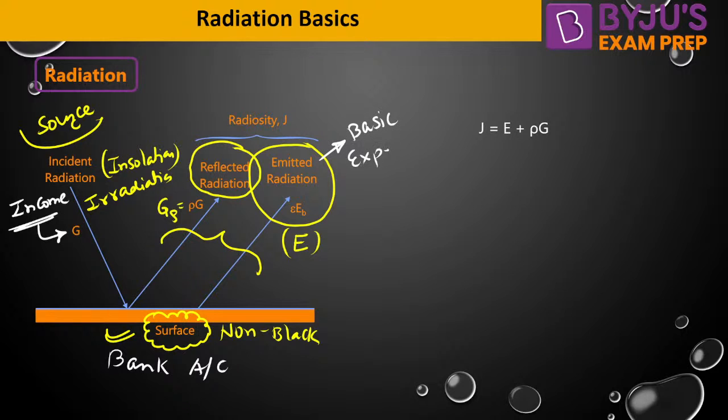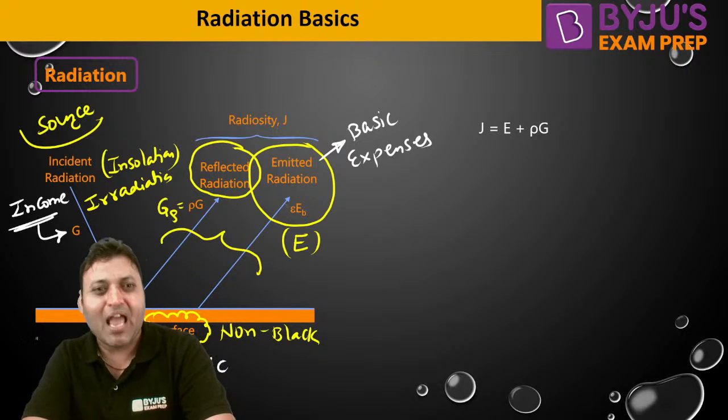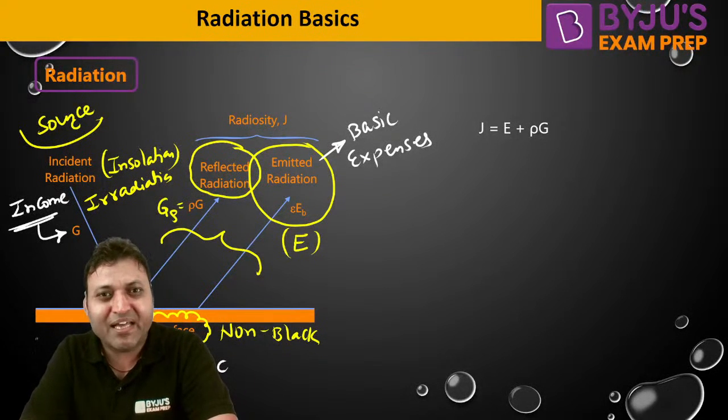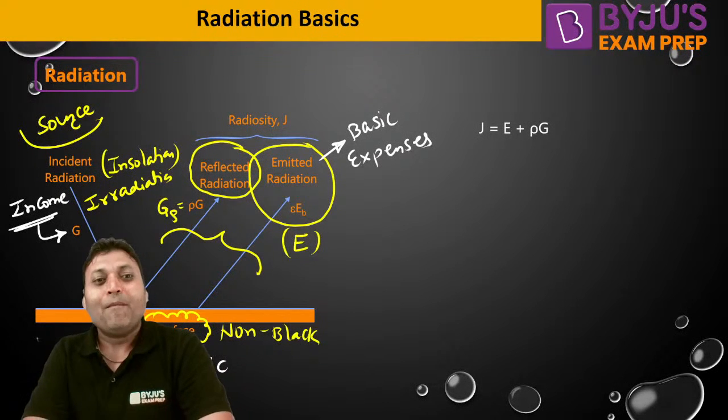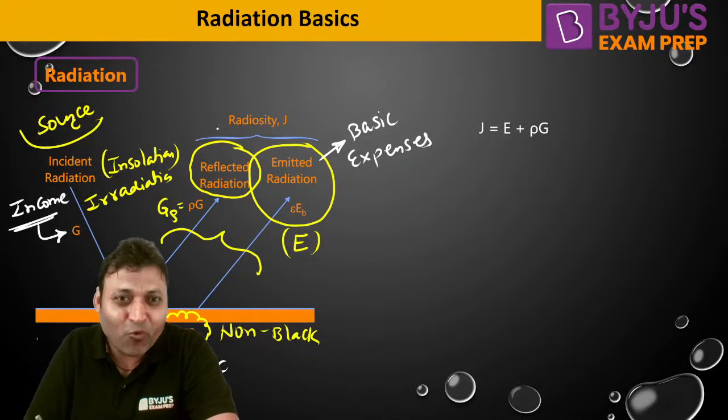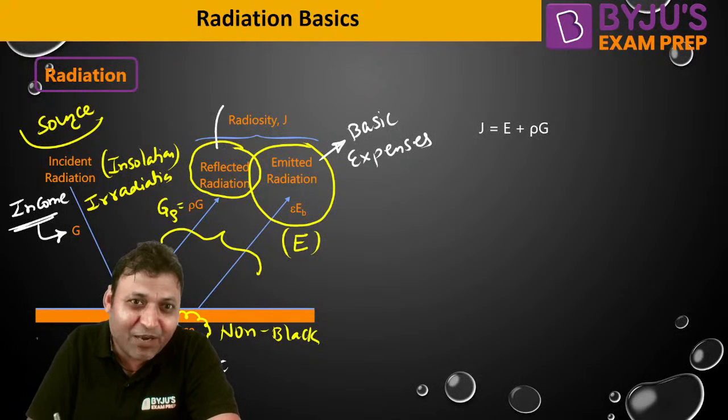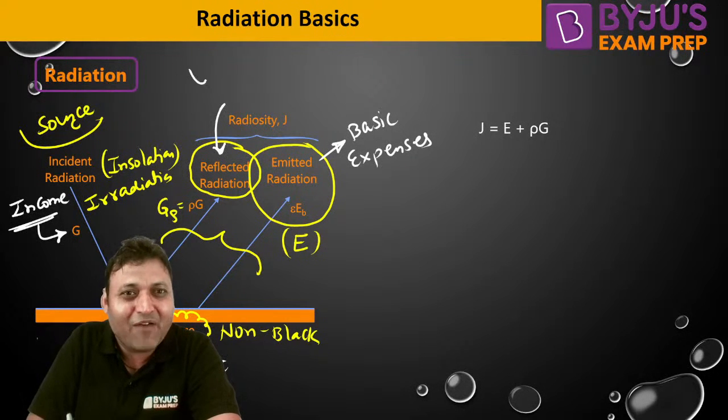You must be having some basic expenses. Whether you are working or not, you must have some basic expense to have your living. Bread and butter, that is the basic expense, that is emitted radiation. But if you are working somewhere, if you are earning money, then you must be having some luxury expense also.